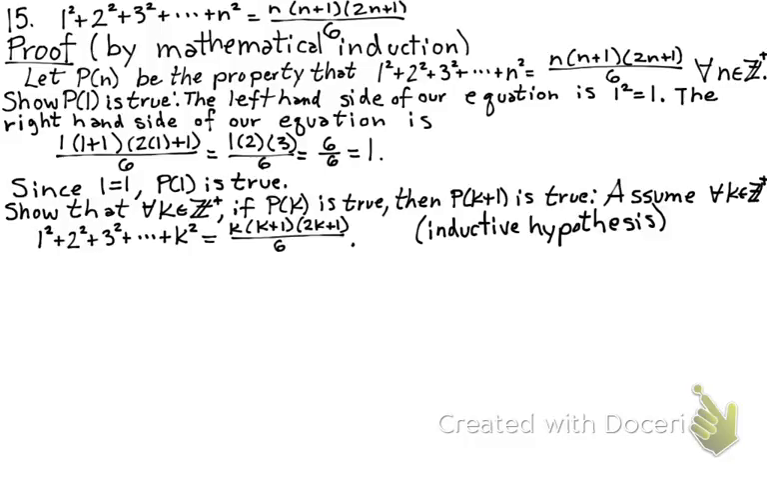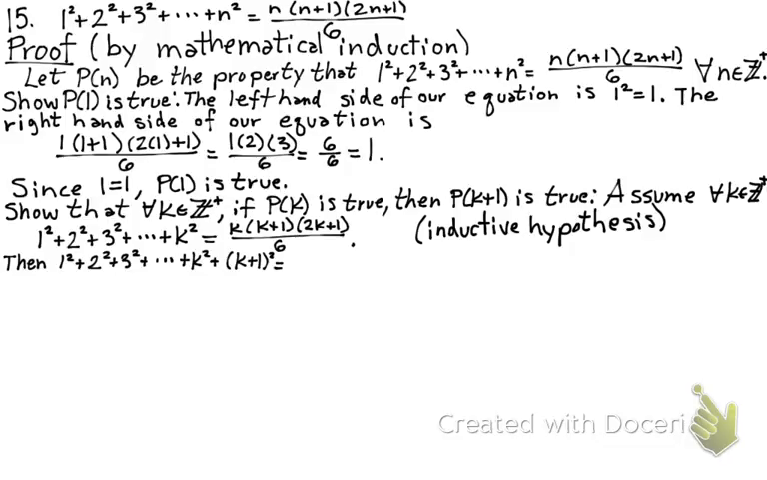So now, then, let's look at the sum of the squares of the first k plus 1 terms. So we've got 1 squared plus 2 squared plus 3 squared. Keep going up to k squared and beyond to k plus 1, but watch your parentheses, k plus 1 squared.